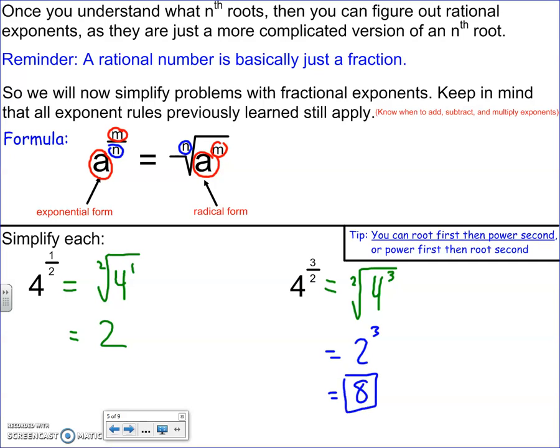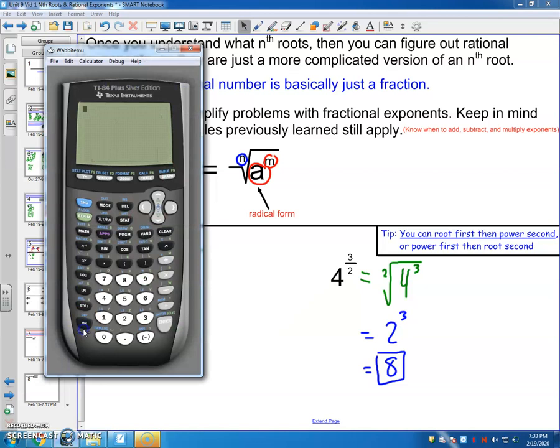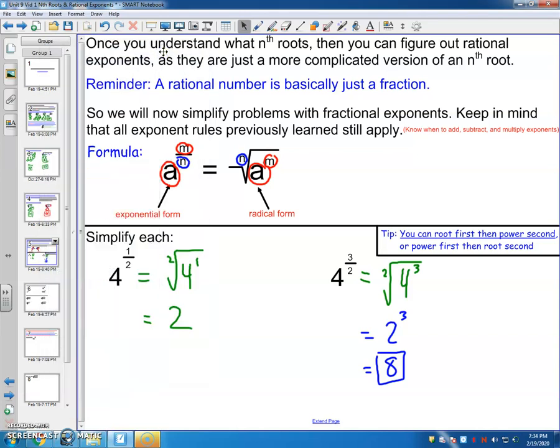That's the answer here. All right, so let me type that in. So it was 4 exponent fraction 3 over 2. We don't know what that means, but it's 8. So 4 to the 1.5 power is 8. All right, my other option would be to what's called power first. So I work on the inside. 4 times 4 times 4 is 64. Then I take the square root of that, which also gives me 8. Right. So your choice. Again, I'd rather root first, power second. That's why I underlined that.